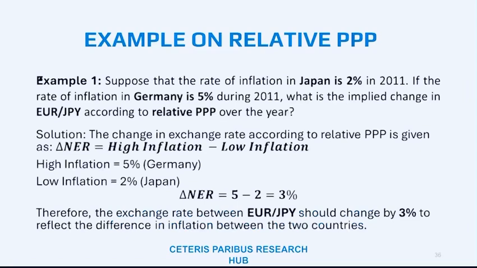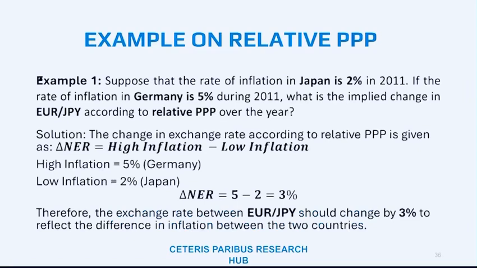Therefore, the exchange rate between the euro and the yen should change by 3% to reflect the difference in inflation between the two countries. So it is only when the exchange rate euro per yen changes by 3%, given these two inflation rates, that the law of one price or the condition for purchasing power parity will continue to stand.